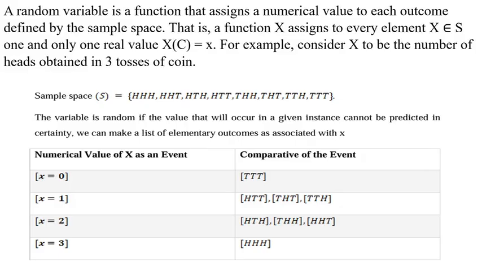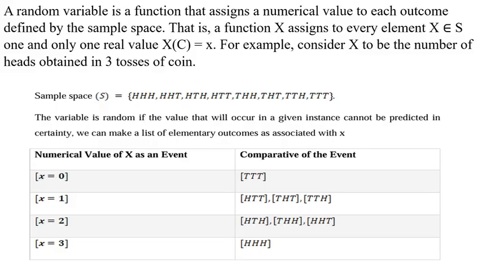So the variable is random if the value that will occur in a given instance cannot be predicted. After tossing our coins, we cannot predict the value that will occur in a given instance. We can make a list of entries, outcomes associated with x. Let us say the numerical value of x is an event and the comparative of the event.